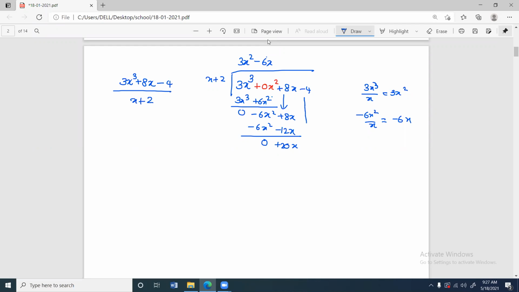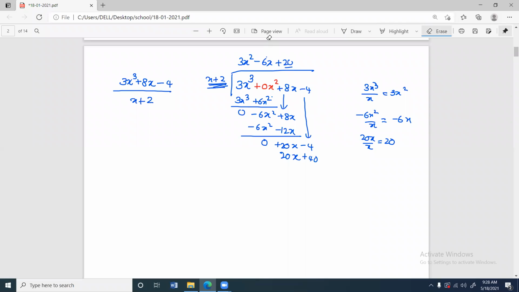Then take the next term down. Now see how many x terms there are for 20x. It's 20. You can say plus 20. Then multiply this entire expression with this term. 20 into x is 20x. 20 into 2 is 40. You need to multiply this entire expression with this 20. That's a fact you need to understand.